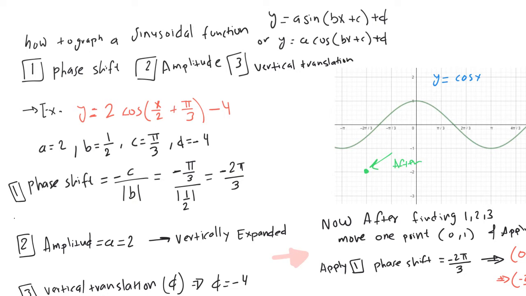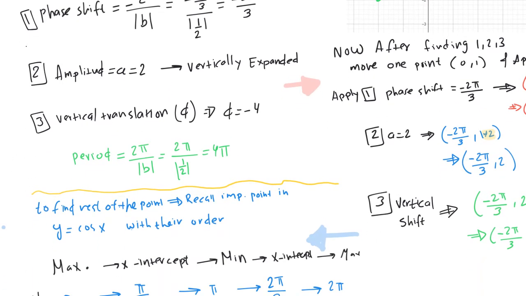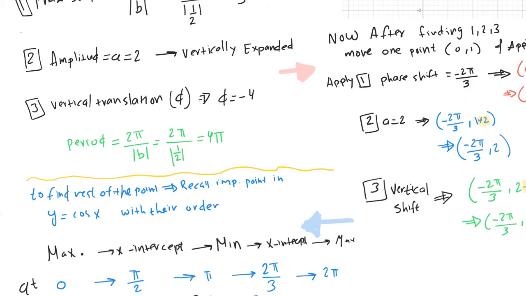Now, moving to the amplitude, which refers to A, which equals 2. Just a quick recall, that will vertically expand my function. Now, the vertical translation, which refers to D equals -4. Also, I'm going to find the period of the function because I'm going to use it later to find other points. We will talk about it later.